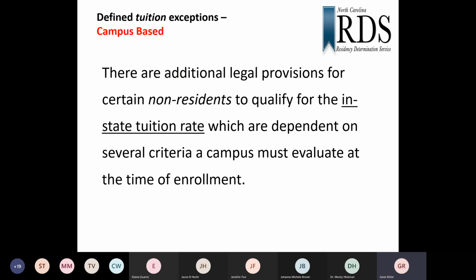So this campus-based, again, we're going to come back into more detail, but when you have these exceptions, it's the tuition rate. They're still a non-resident. That residency definition hasn't changed since the 70s. And they're ones that have to be evaluated at the campus.